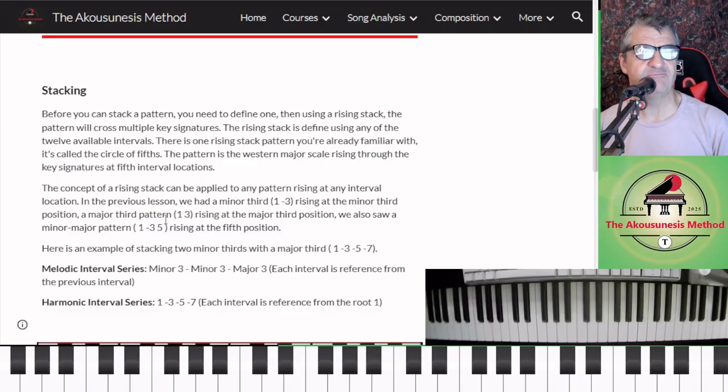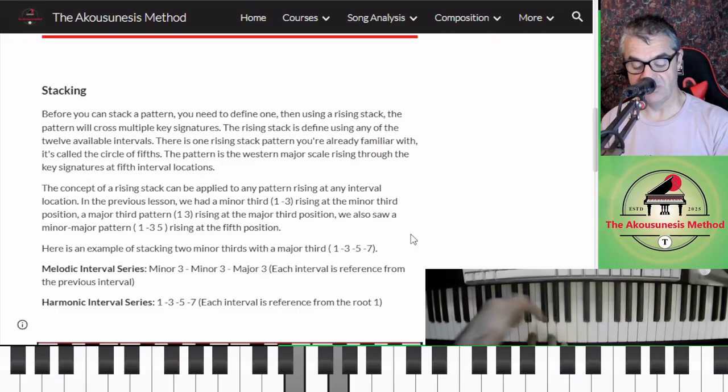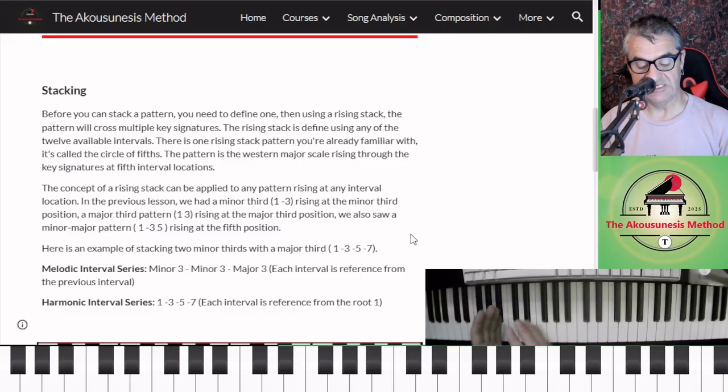So we're going to continue on from the previous lesson, and we're going to just pick a very simple pattern, and we all know this pattern because it's just a chord. So the pattern itself is just going to be a minor third and a major third. And what we're going to do is stack these on top of each other and see where they take us on the keyboard. We did that in the last lesson, right?